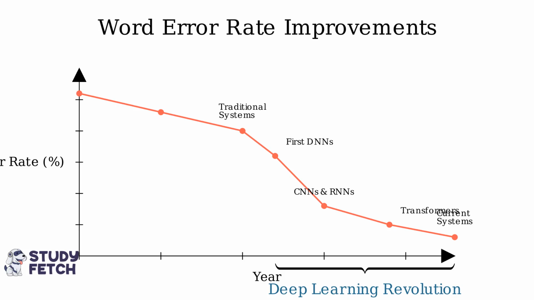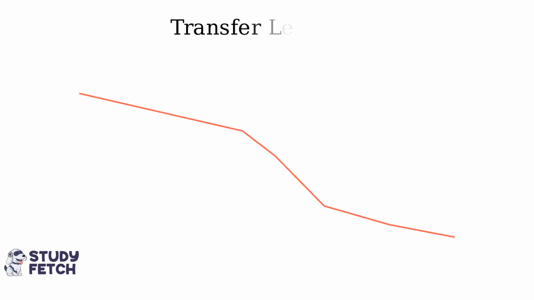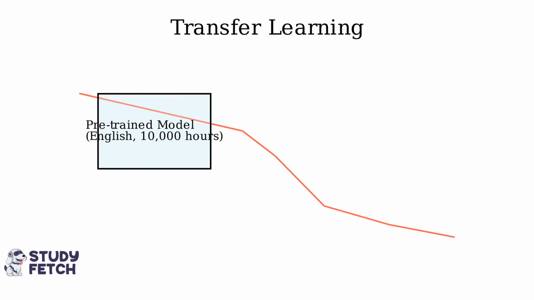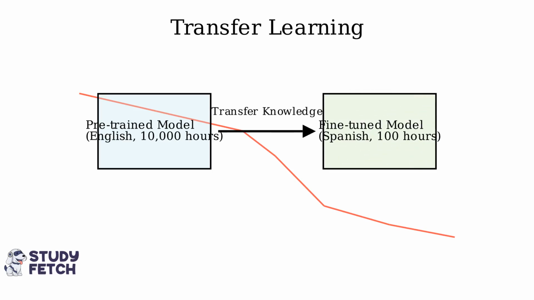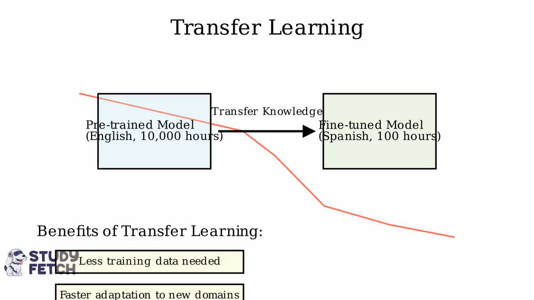in many scenarios. Transfer learning has made speech recognition more accessible across languages and domains. A model pre-trained on thousands of hours of English speech can be adapted to Spanish with much less data. This approach provides several benefits. It requires less training data, enables faster adaptation to new domains, works across multiple languages, and makes speech recognition possible for low-resource languages.